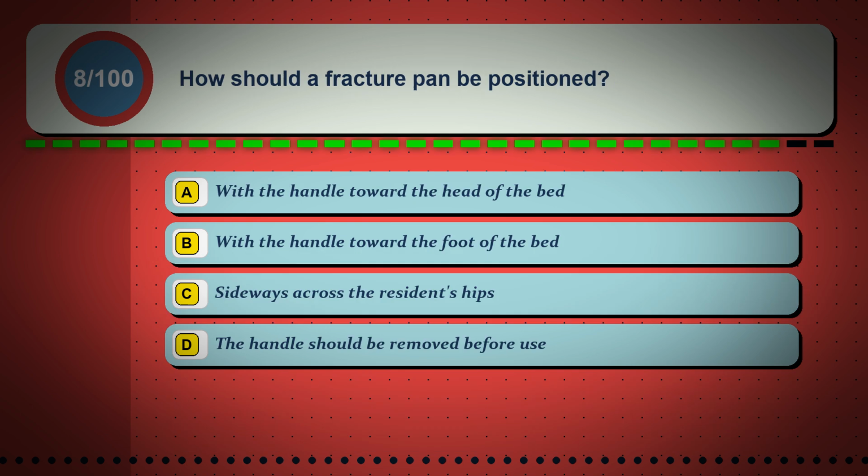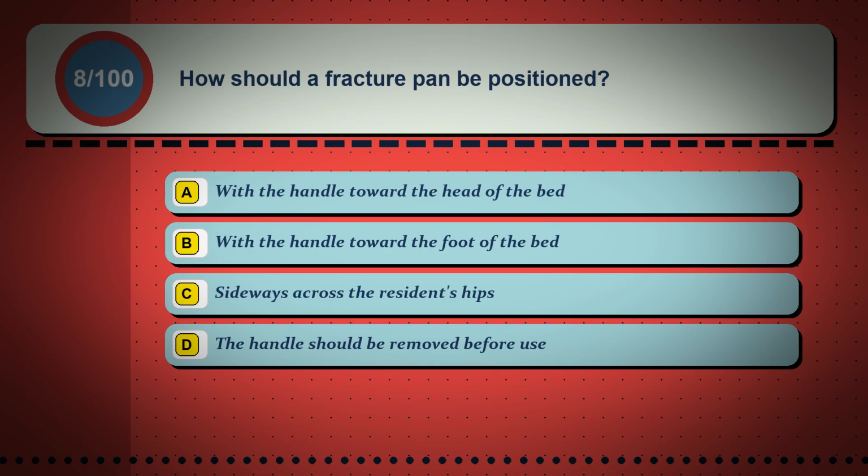Question 8. How should a fracture pan be positioned? Option A, with the handle toward the head of the bed. Option B, with the handle toward the foot of the bed. Option C, sideways across the resident's hips. Option D, the handle should be removed before use.